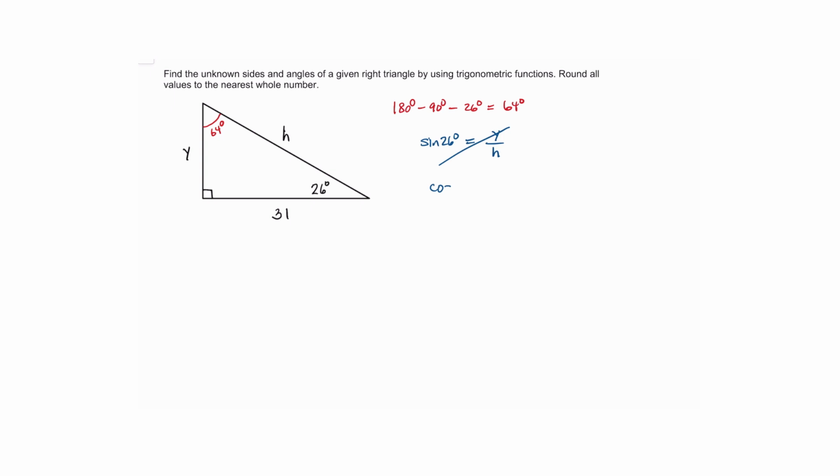If I use cosine of 26 degrees, well, the adjacent side is 31 and the hypotenuse is h. Now we can solve for h. So if we multiply both sides by h, we have h times the cosine of 26 equals 31. And then to solve for h, we have h equals 31 divided by the cosine of 26 degrees.